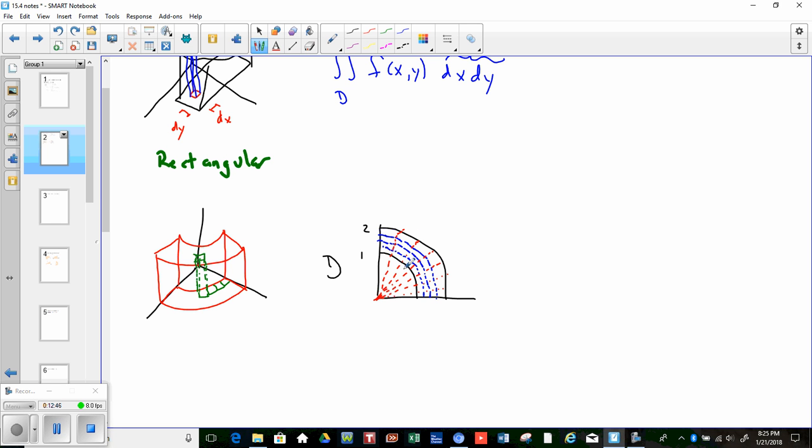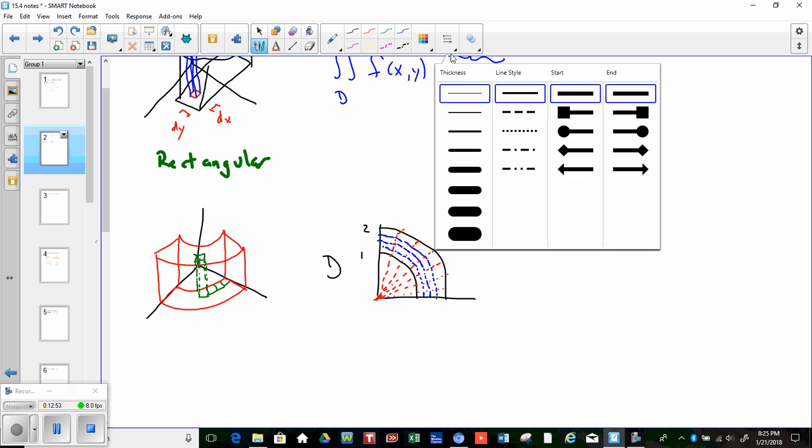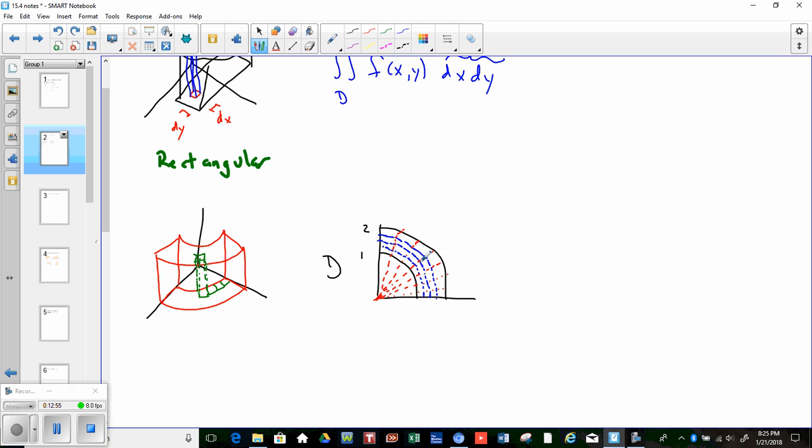What we're going to focus on is this one particular section right here, that circular or polar wedge. What we really want to do is find the area of that little piece right there.